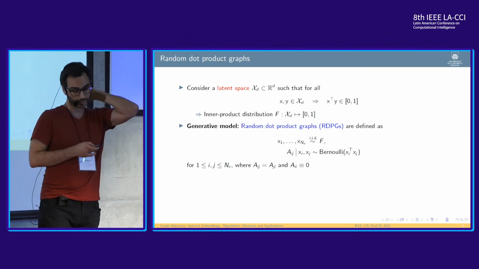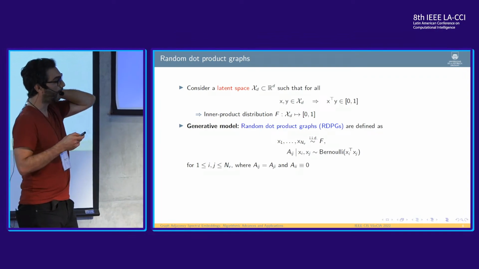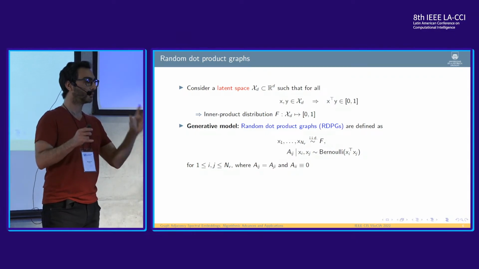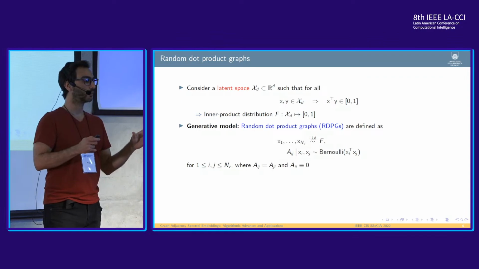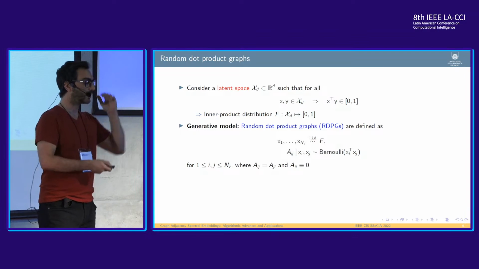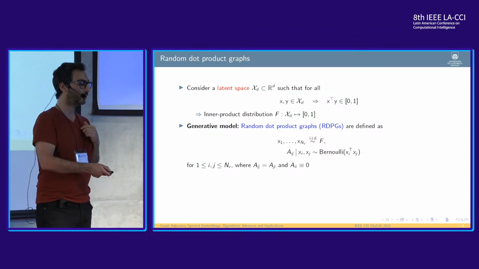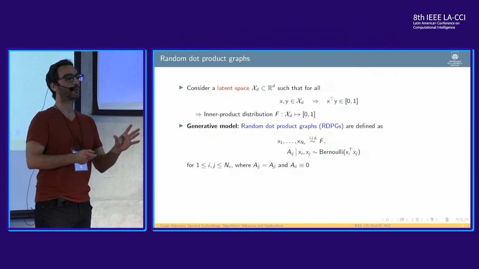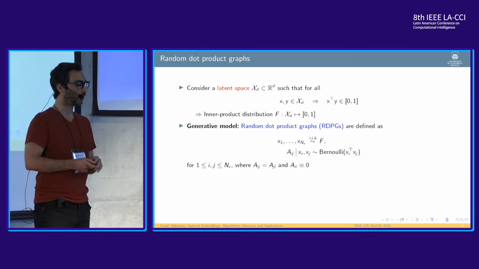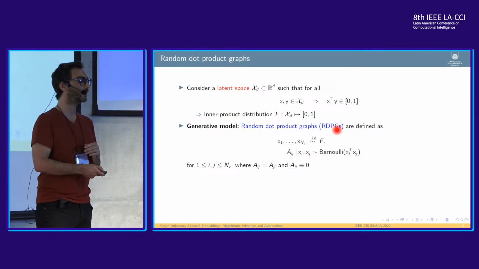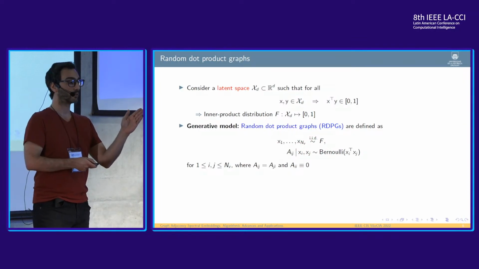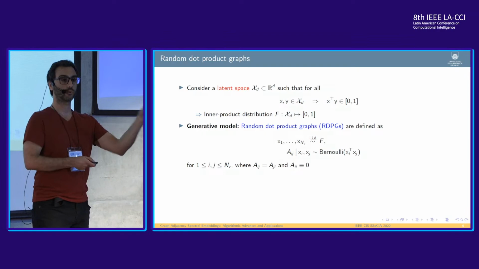To start, let us consider that we have a latent space, and for now, all you need to know is that this is a subset of R^d where the embeddings of the nodes are going to live. And the generative model, the random dot product graph (RDPG), is the most important part of the talk, so if anything here is not clear, please let me know. The model is defined as follows. We have a vector in R^d, which is the embedding for each node in the graph.